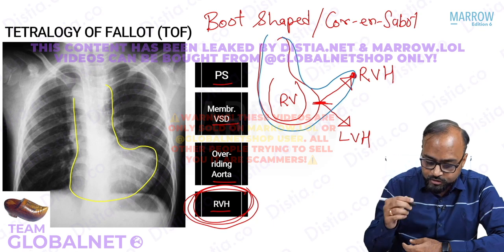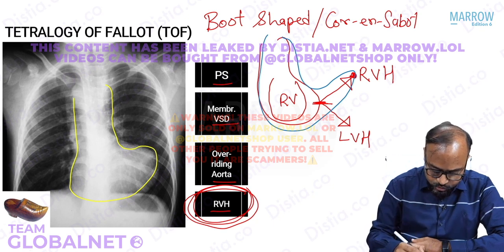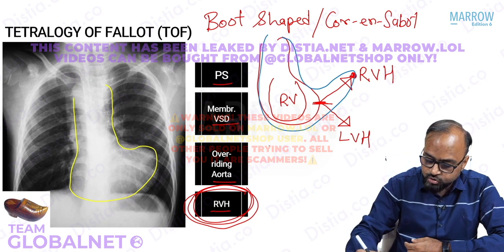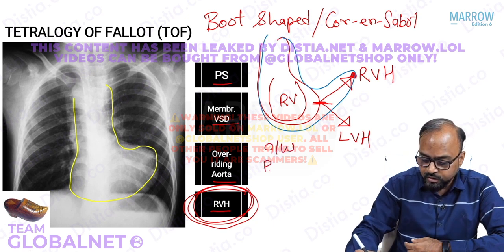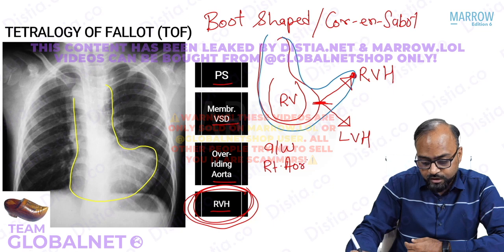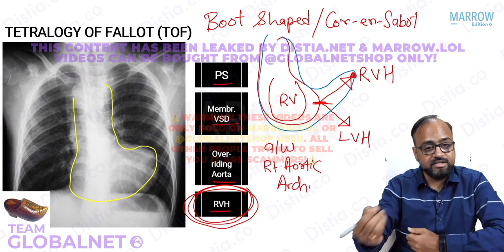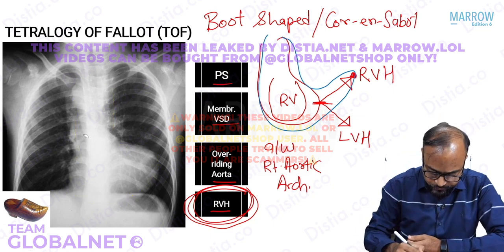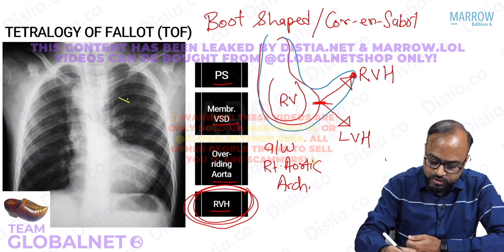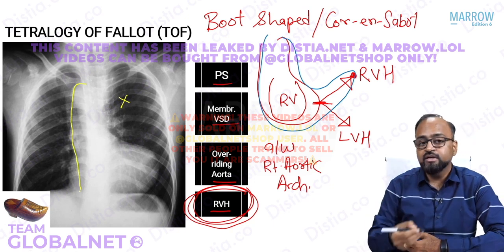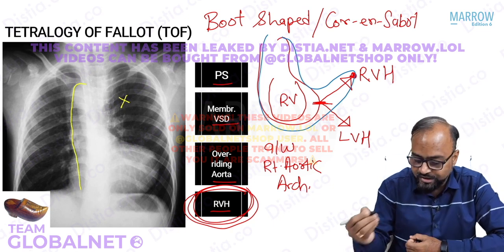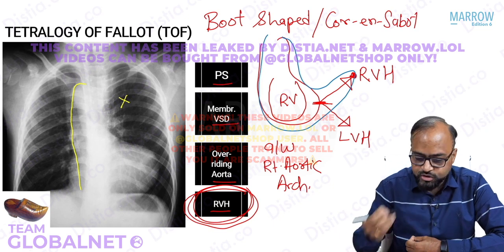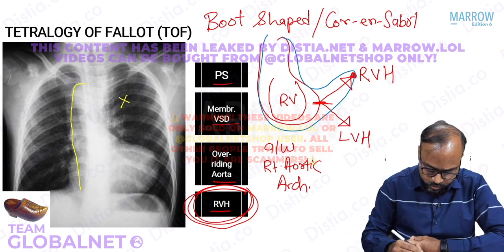Another very important feature of tetralogy of Fallot is its associations. It is associated with a right-sided aortic arch. In almost 30 to 40% of cases, there is a right-sided aortic arch. And look at this particular image here. If you watch carefully, the aortic arch is not seen on the left side, but see, this is the aortic arch which is going down. So this child was also showing an association with a right-sided aortic arch. So this is the boot-shaped appearance or coeur en sabot appearance.